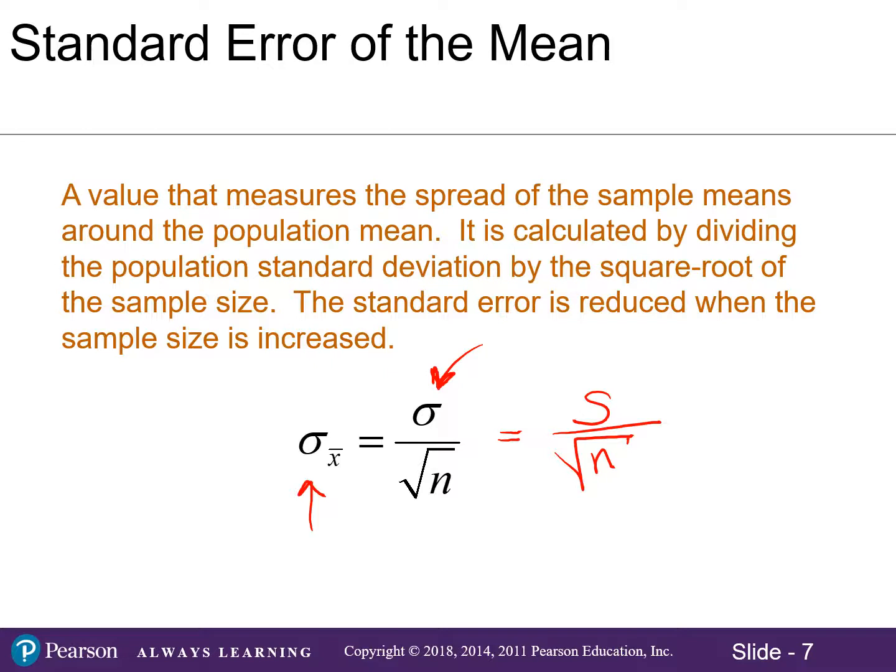So if I don't know sigma, I'm going to be stuck using s. If I can't know what my population spread looks like, I'm going to be using the spread of my sample instead. And that'll introduce a little bit of error, but again, we're estimating. We are expecting to be off by a little bit.